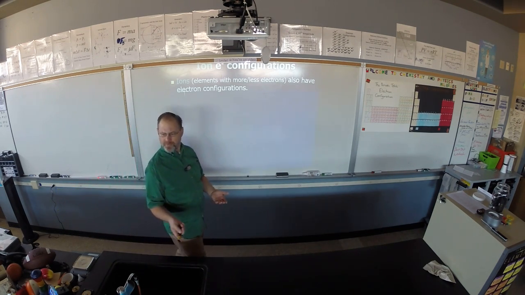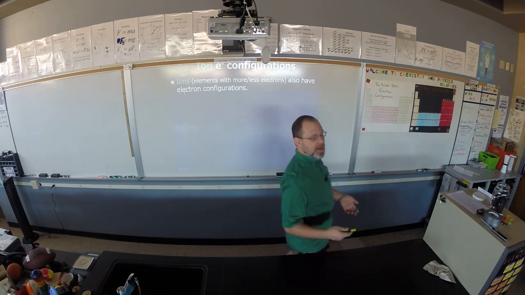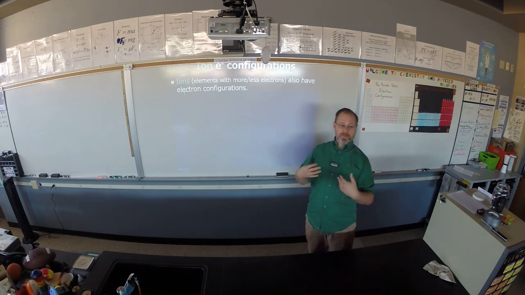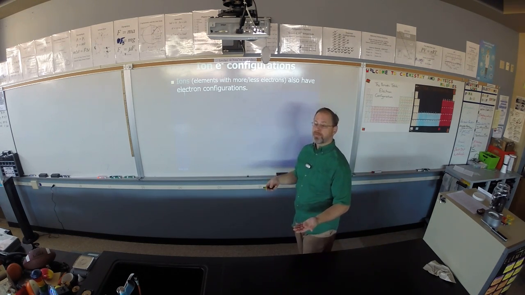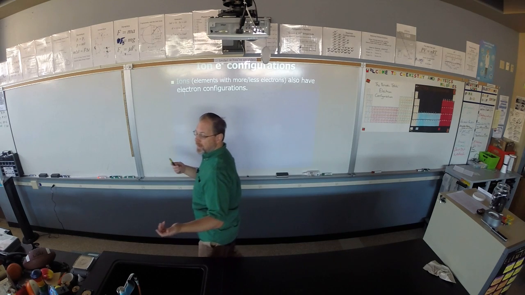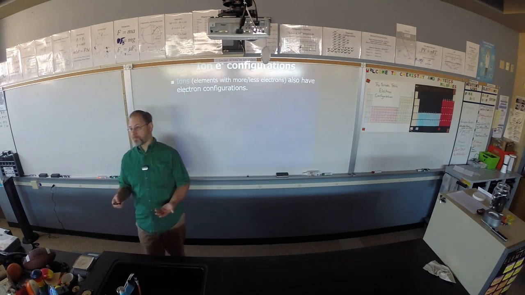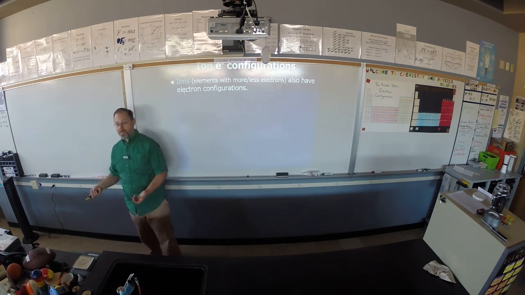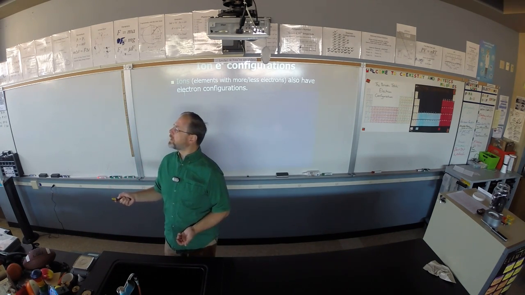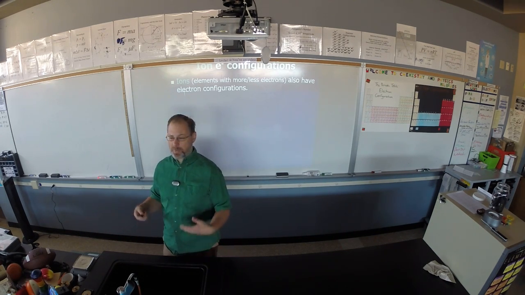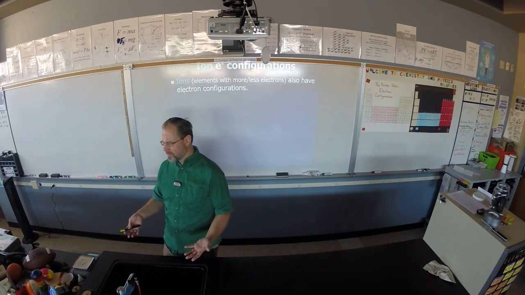Okay, does that make sense? So when atoms become ions, they gain electrons, becoming negative, or they lose electrons, becoming positive, and that gain and loss affects their electron configuration. Chlorine's 3p5 becomes 3p6. Sulfur would normally have a 3p4. If sulfur gains 2 electrons, it's also going to look like argon, and it's going to look like 3p6. Does that make sense? Yeah.